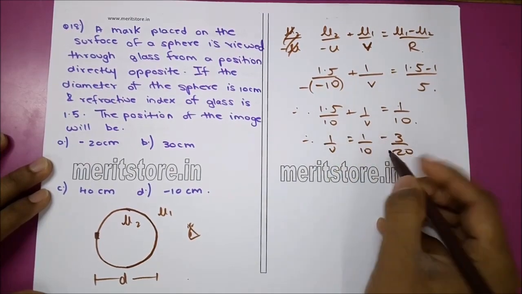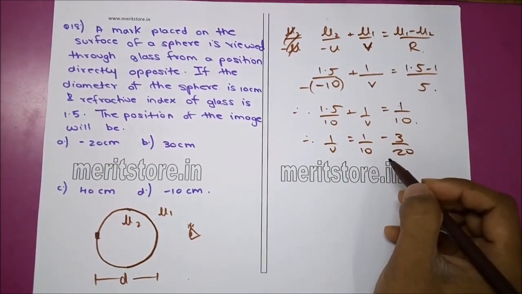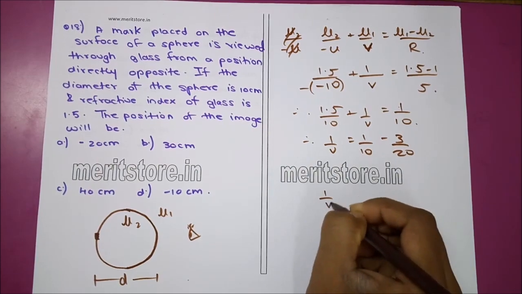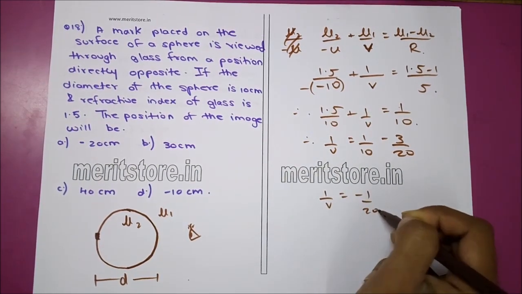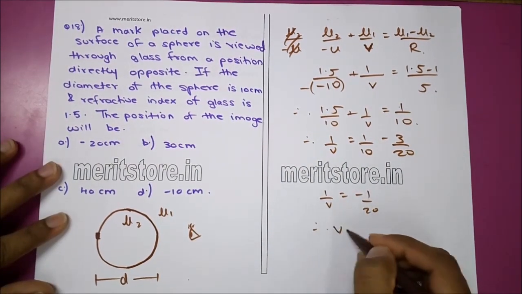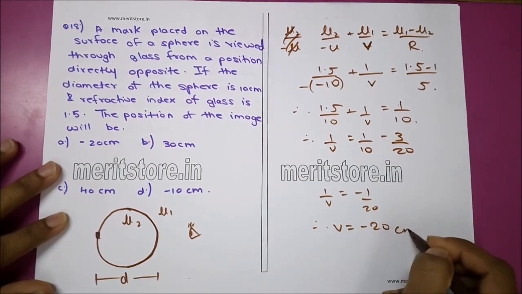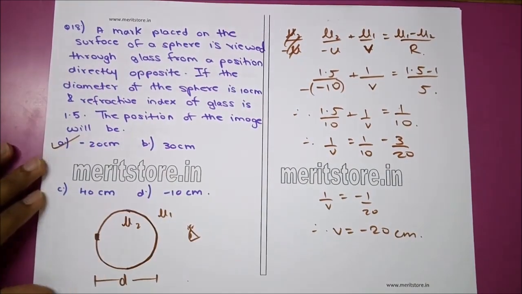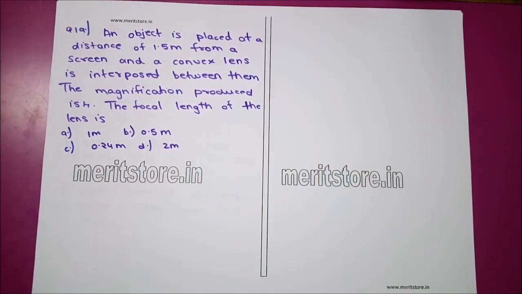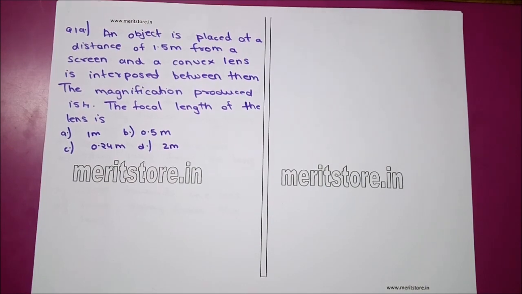Therefore 1 by v is equal to 1 by 10 minus 3 by 20. This 1.5 upon 10 is multiplied by 2 into 3 by 20. So 1 by v is equal to minus 1 by 20, and therefore the value of v comes out as minus 20 centimeters. Hence option A is the correct answer. An object is placed at a distance of 1.5 meter from a screen and a convex lens is interposed between them. The magnification produced is 4. The focal length of the lens is: the options given are 1 meter, 0.5 meters, 0.24 meters and 2 meters.